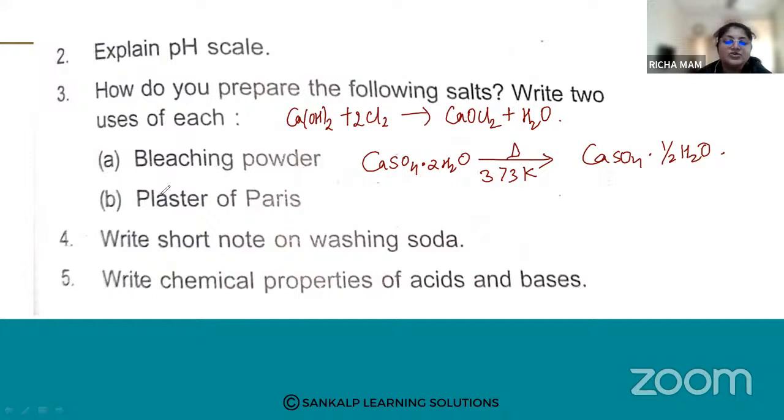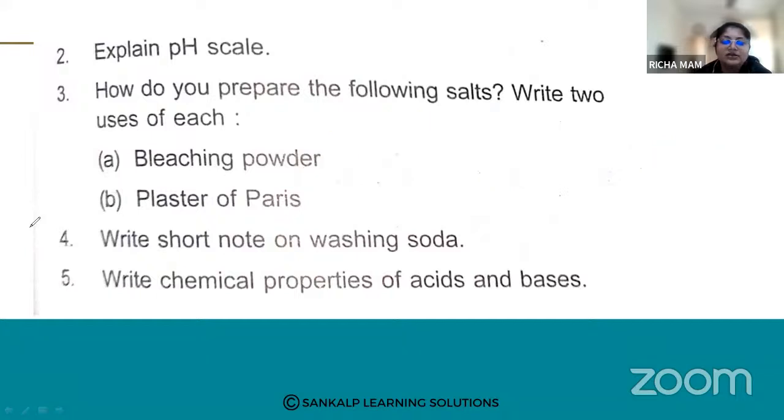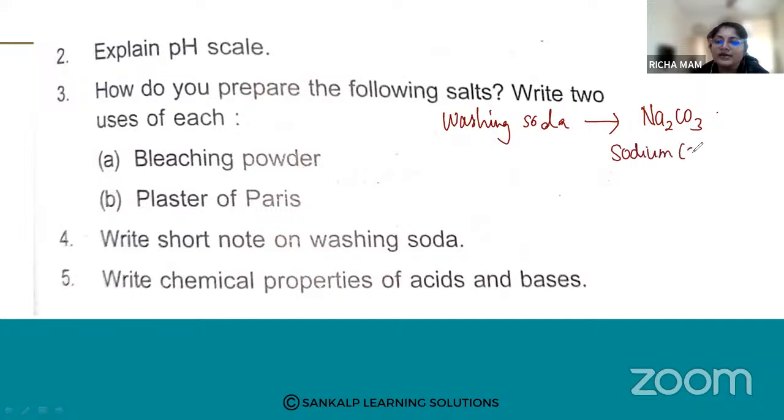Fine. Next question. Write a short note on washing soda. What is washing soda? The chemical formula for washing soda is Na2CO3, that is sodium carbonate. Washing soda is the chemical compound with the formula Na2CO3, also called sodium carbonate, and it is a salt of carbonic acid.